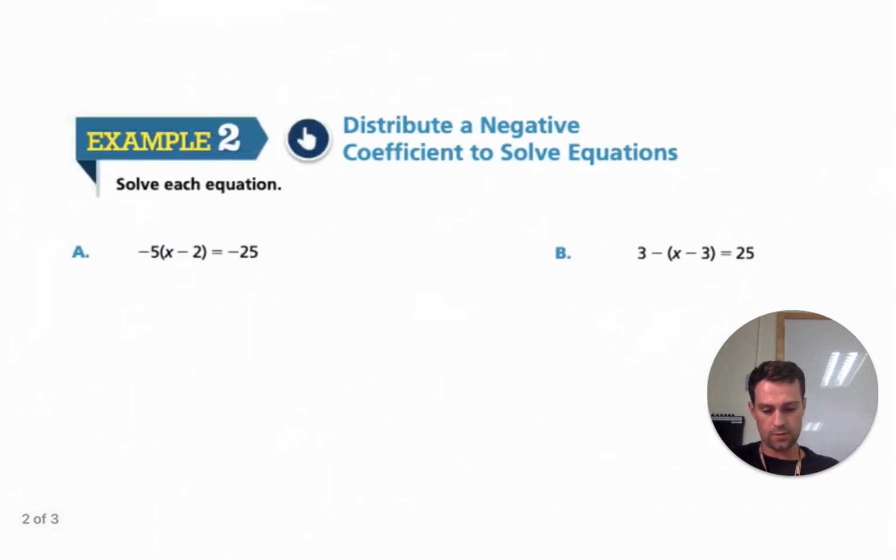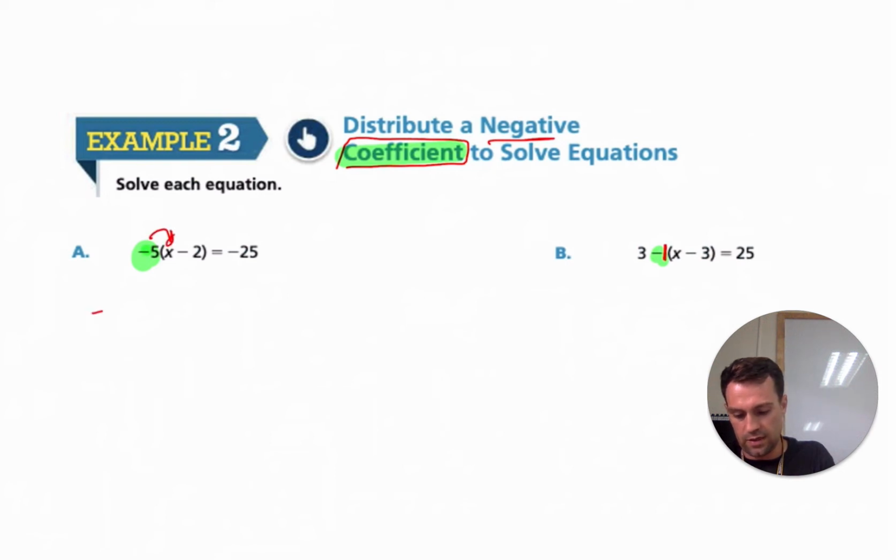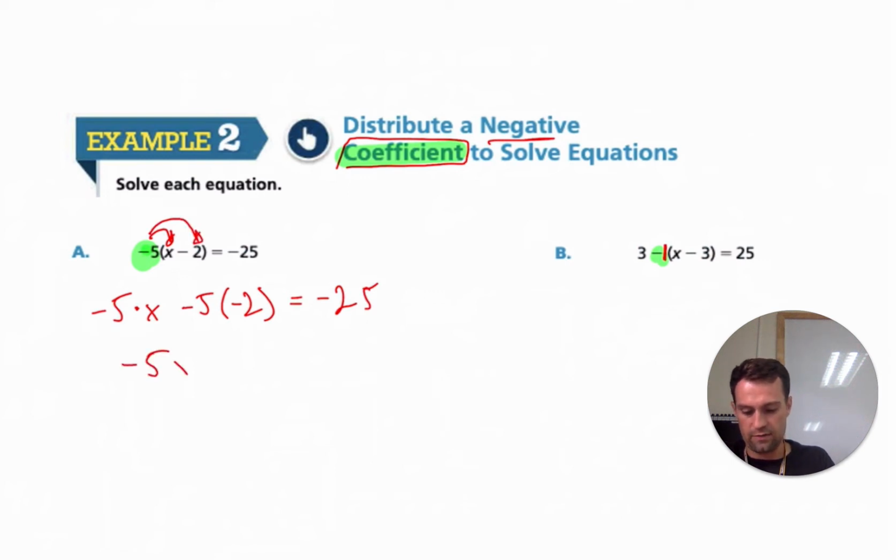All right, let's look at the next question here. So we're going to solve each equation. We're going to distribute using a negative coefficient. The coefficient is this number in the front. In this case, our coefficient would be negative 1 there, okay? So let's go ahead and do this first one. We are going to distribute this negative 5 times x. Negative 5 times negative 2 equals positive 10. We are distributing this in. So we have negative 5x plus 10 equals negative 25.